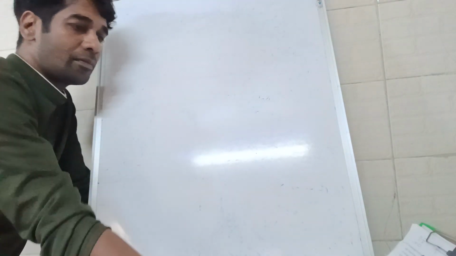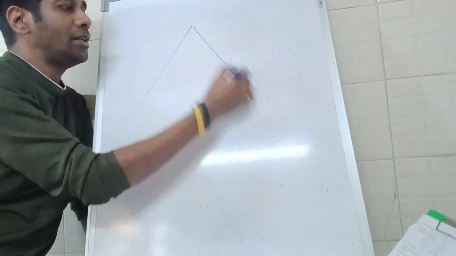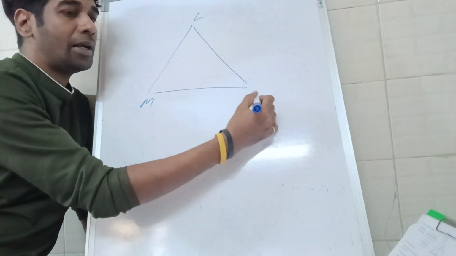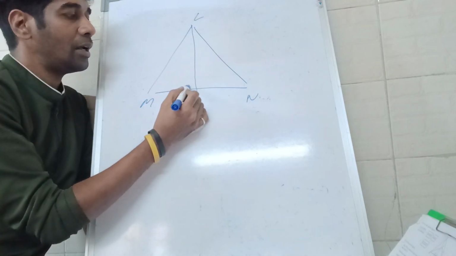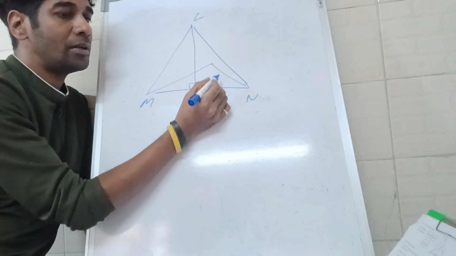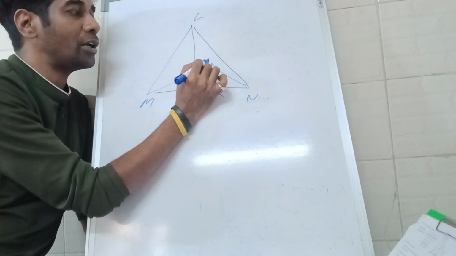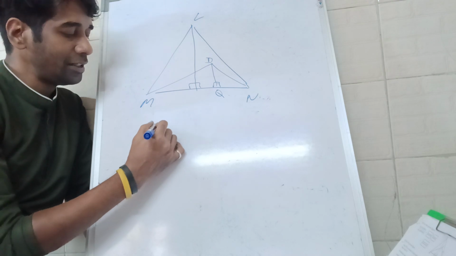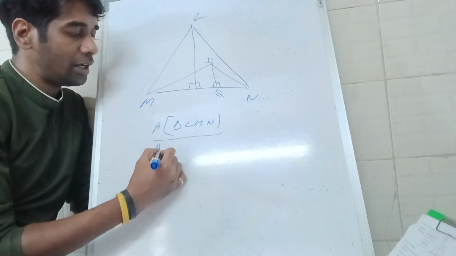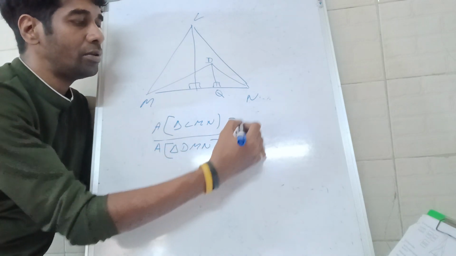Next question. Activity 2. There is a triangle LMN. LP is perpendicular to MN. Another triangle is here. DQ is perpendicular to MN. The activity says area of triangle LMN upon area of triangle DMN is equal to dash.